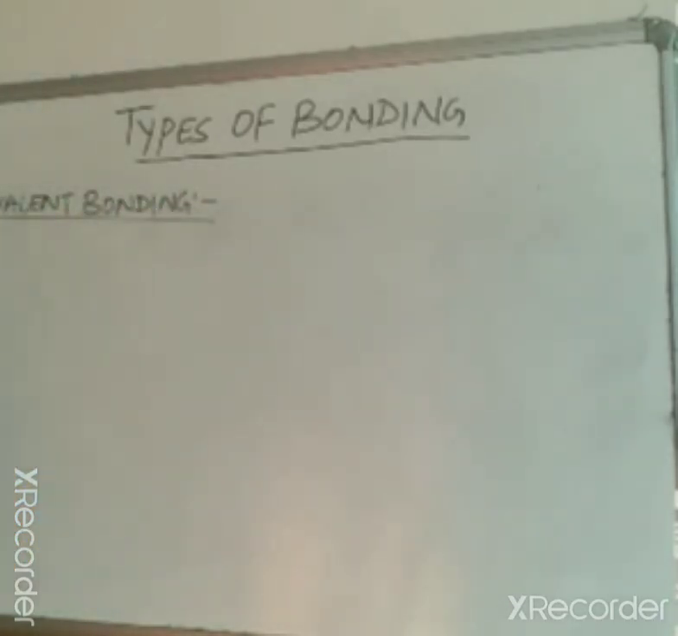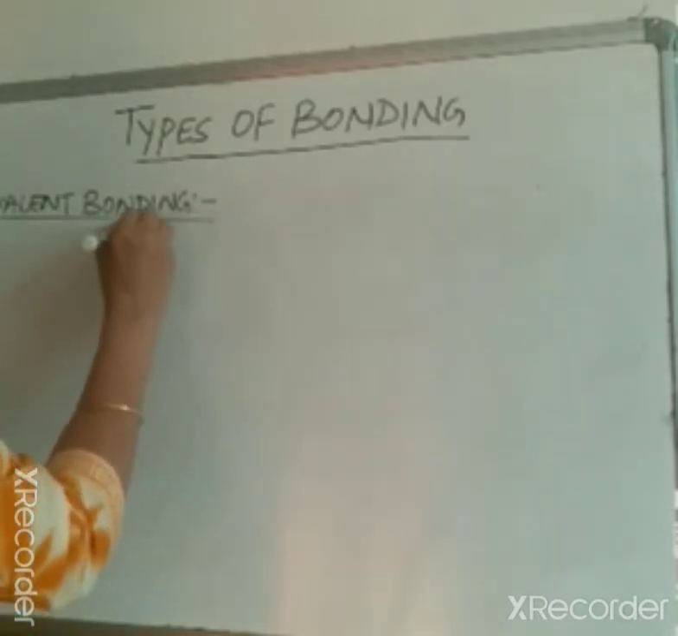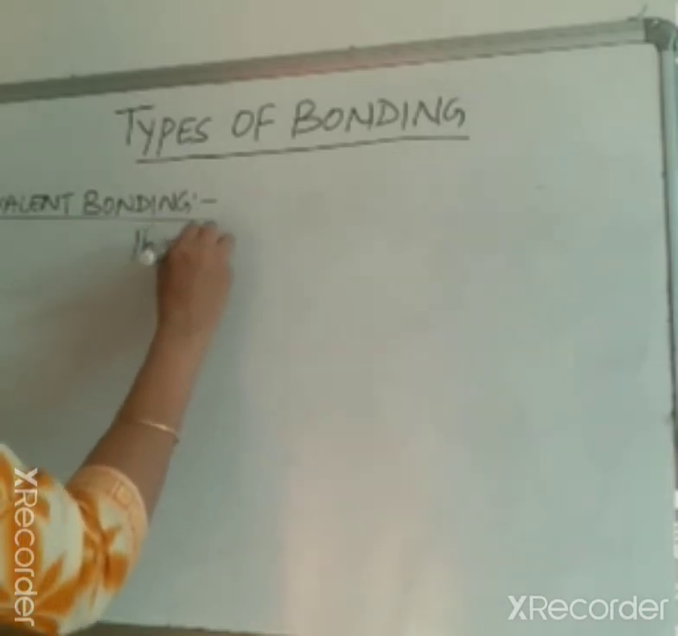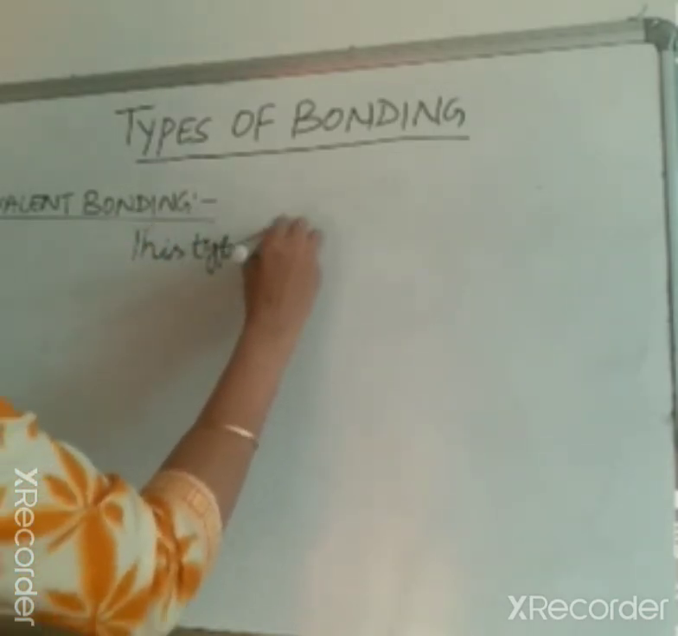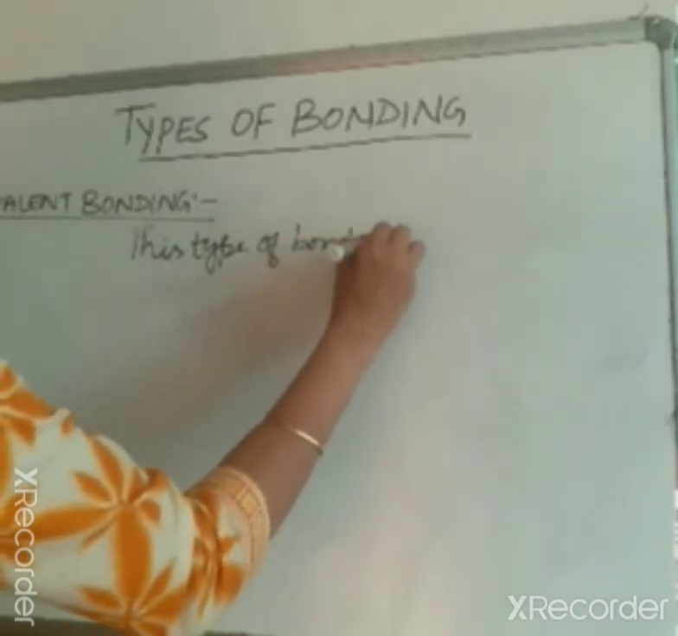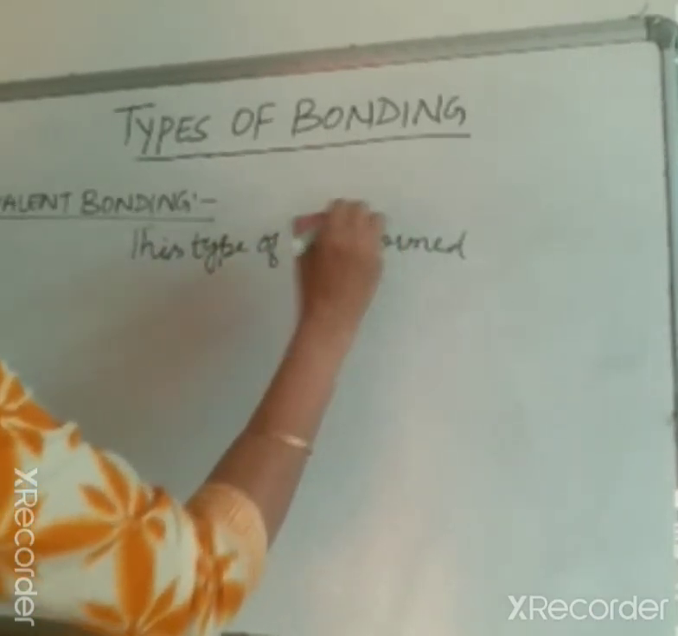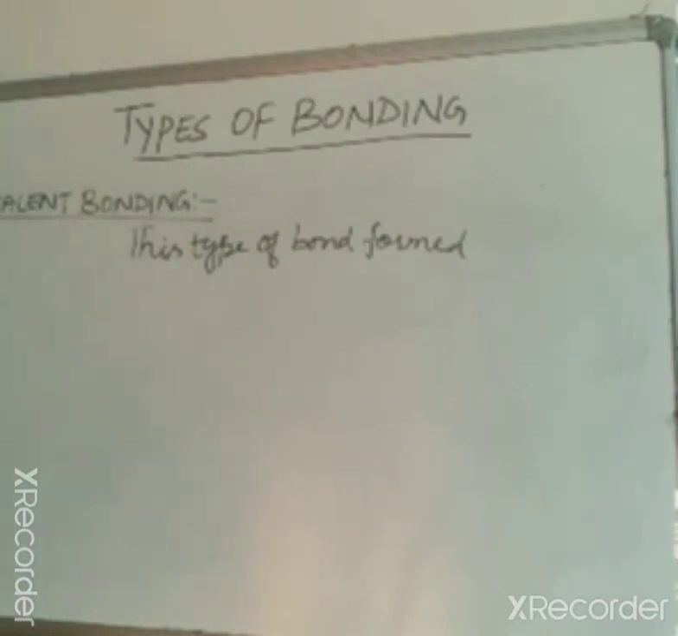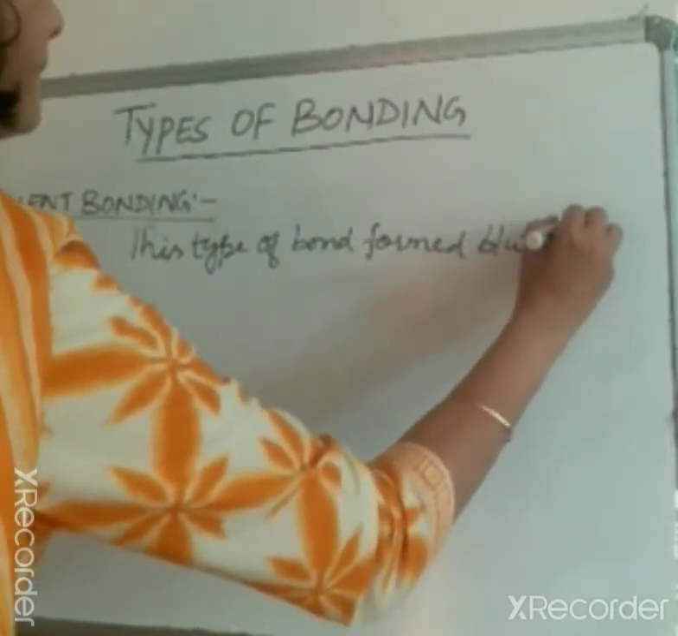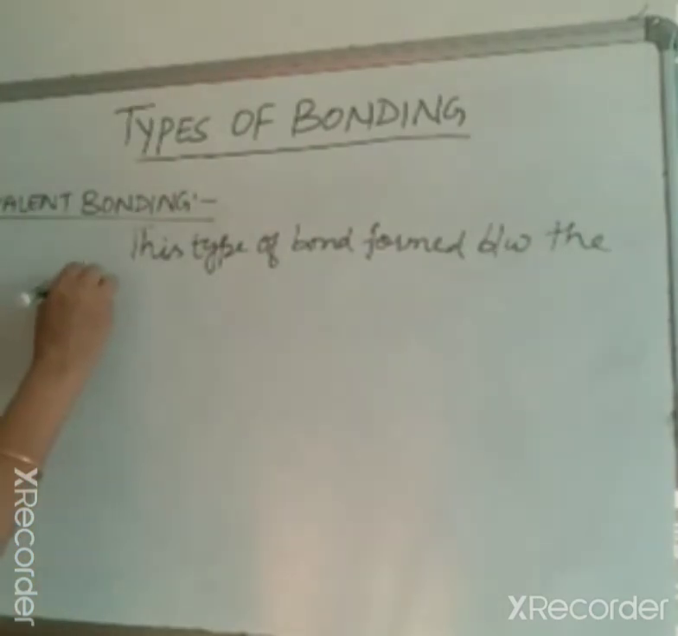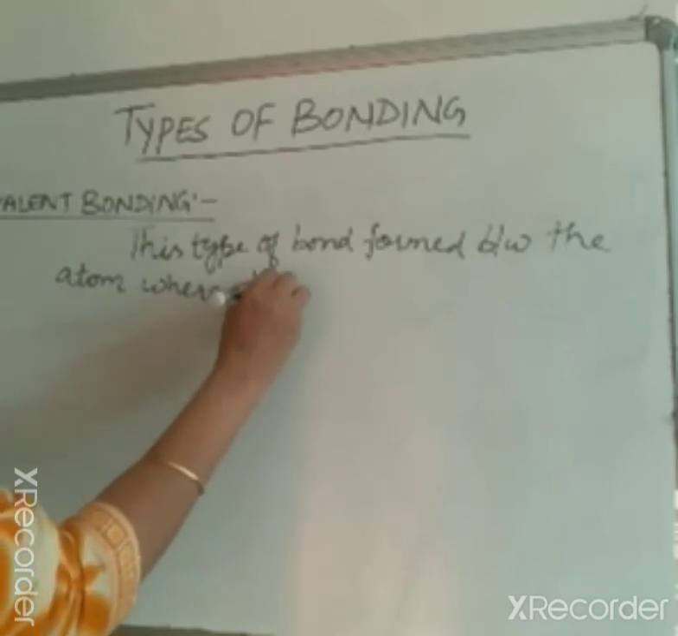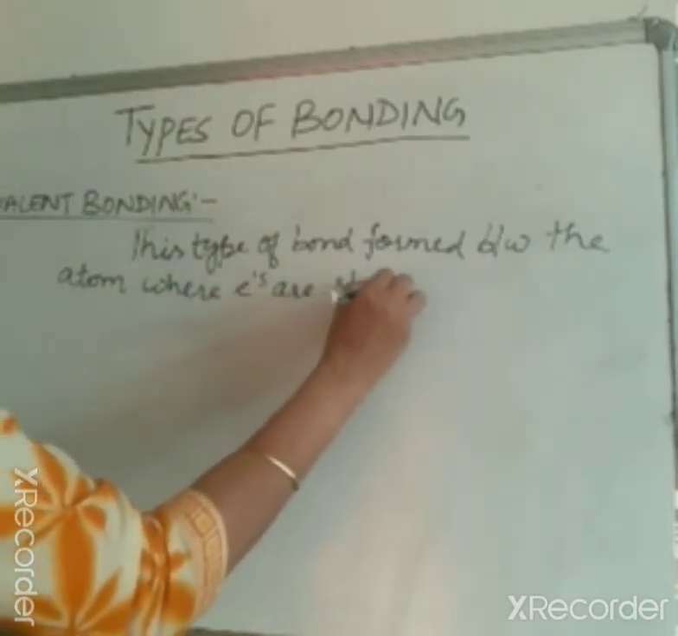This type of bond is formed between the atoms where electrons are shared. So, this type of bond is formed between the atoms where electrons are shared.